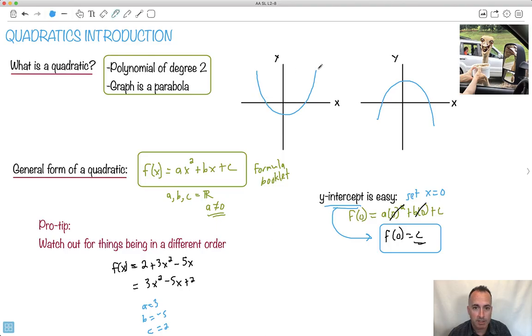Watch. This one right here, we know something about the a term. We actually know that a is greater than 0. A is positive here. And here we know that a is less than 0. It's negative. So if the term in front of the x squared is positive, it's going to open upwards. If it's negative, it's going to open downwards. So we know if it's going to be a happy or a sad parabola.